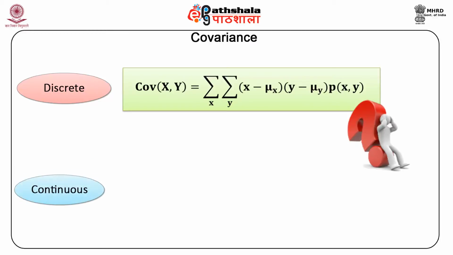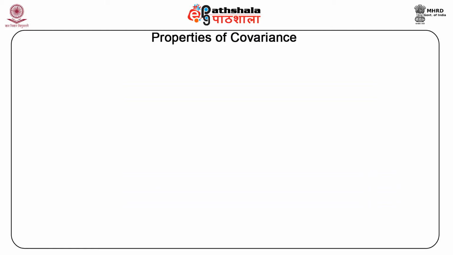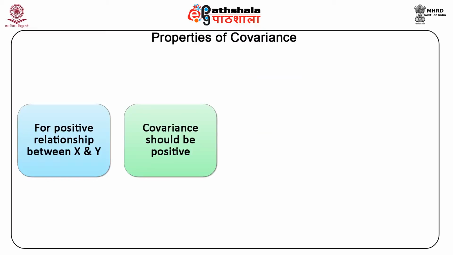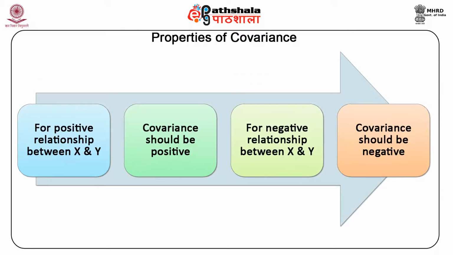For continuous random variables X, Y, covariance of XY is equal to the integral from minus infinity to plus infinity, again the integral from minus infinity to plus infinity, of (x minus mu x) into (y minus mu y) times the function of xy, dx dy, which can be derived easily. Let us discuss properties of covariance. For a positive relationship between X and Y, the covariance should be positive, and for a negative relationship between X and Y, the covariance should be negative.